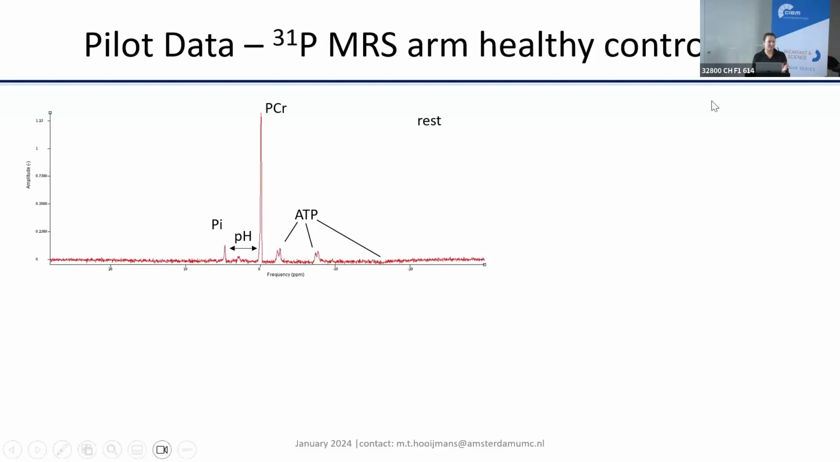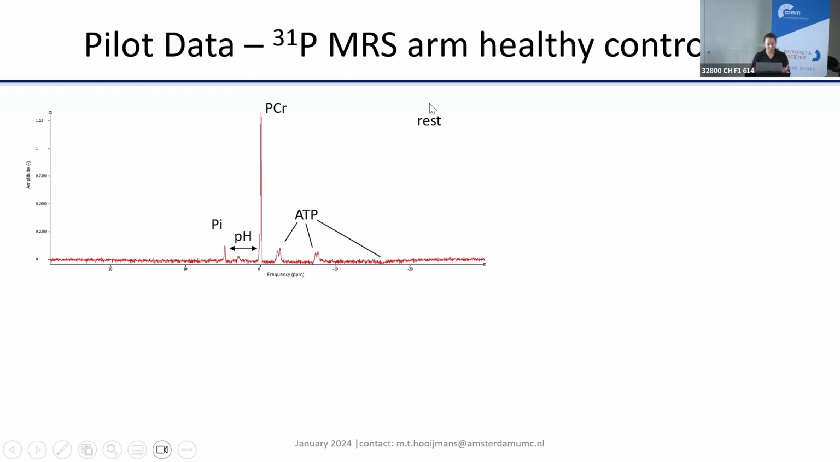I'm not sure how many people are familiar with the phosphorus spectrum, but maybe a few. So this is a resting spectrum of the triceps muscle, so the muscle on the backside of your upper arm. And there you have phosphocreatine and the three ATP peaks and Pi. And you can use the difference between Pi and phosphocreatine to calculate pH.